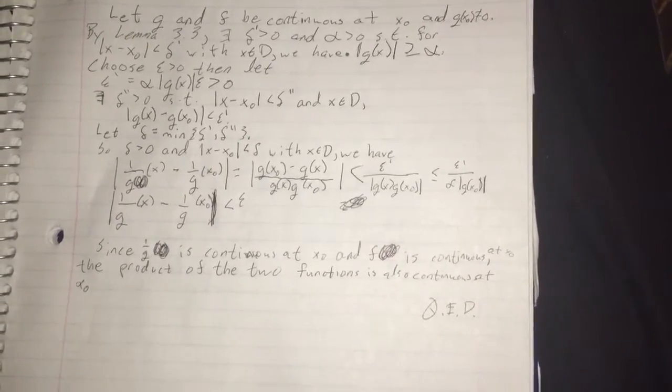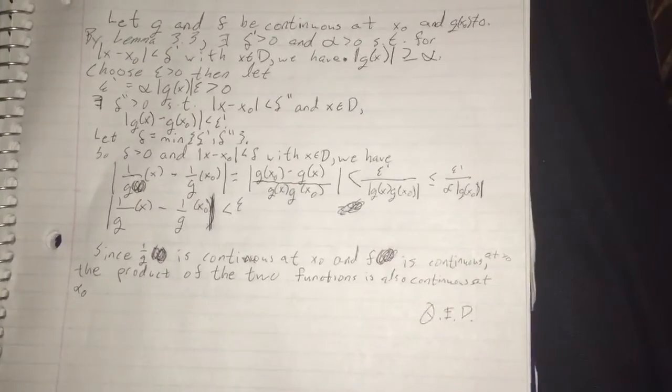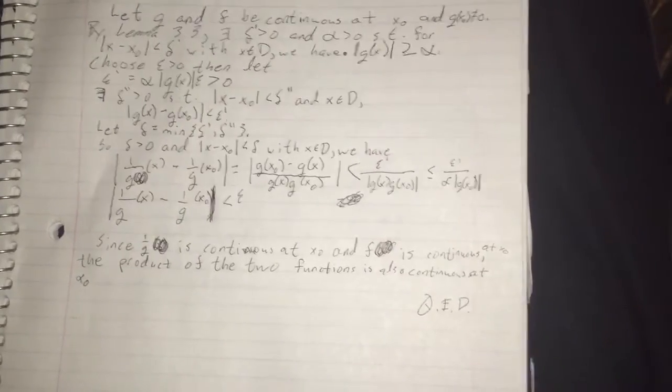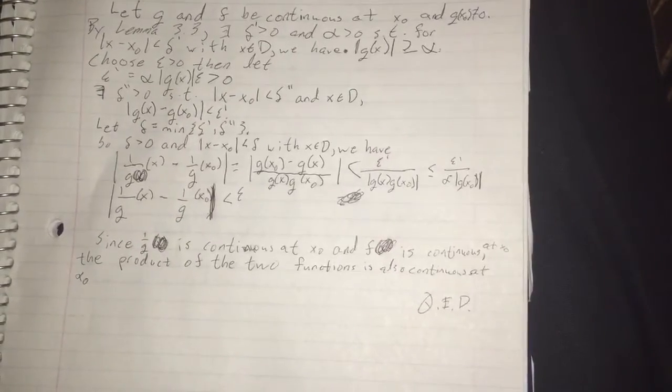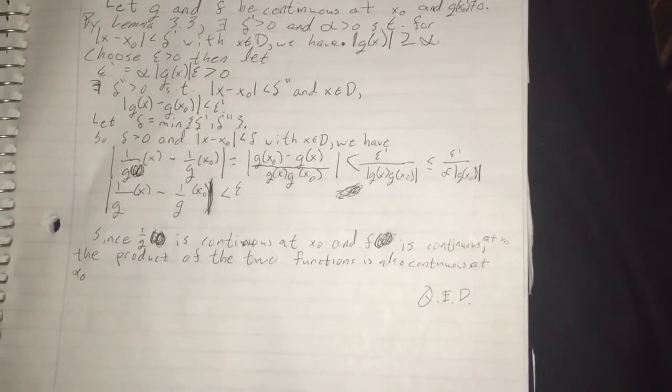that there's going to exist a delta double prime greater than 0, so that if the absolute value of x minus x0 is less than delta double prime and x is an element of D, then the absolute value of g of x minus g of x0 is less than epsilon prime, because that's the definition of being continuous. And we're going to want to remember that we have that less than epsilon prime because we're going to use it again in a minute.